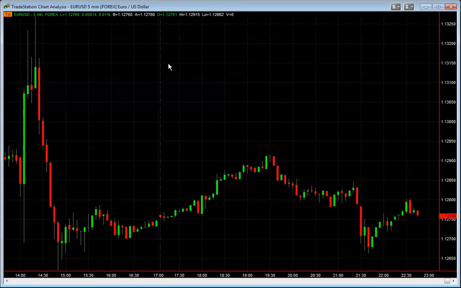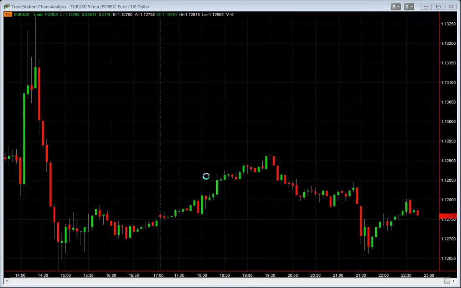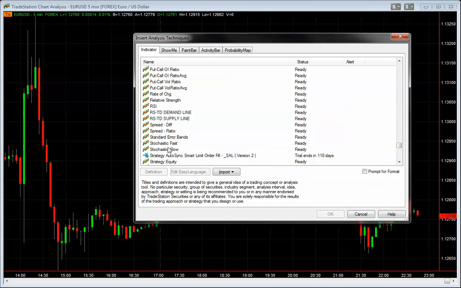Now we're going to insert the companion indicator. We begin the same way. We right click on an open area of the chart. We insert the analysis technique. Again, it opens up a window. We scroll down until we find Strategy AutoSync Smart Limit Order Fill with the same puzzle piece. Left click on it, click OK.